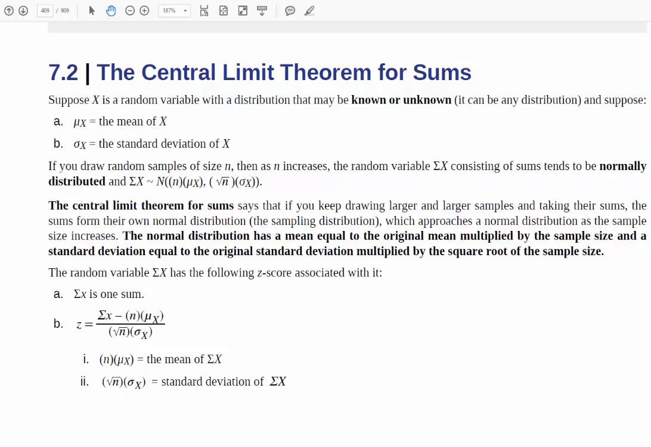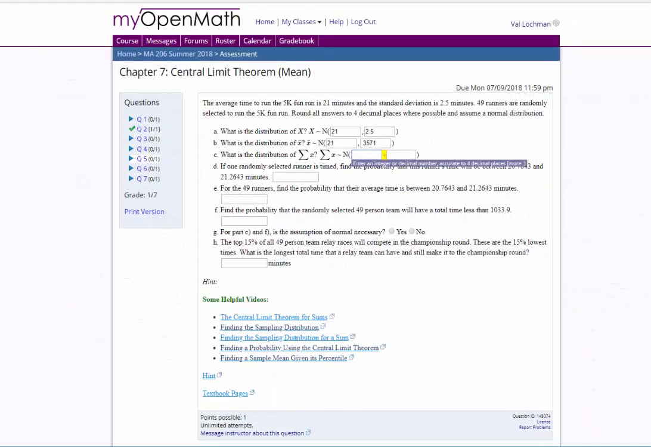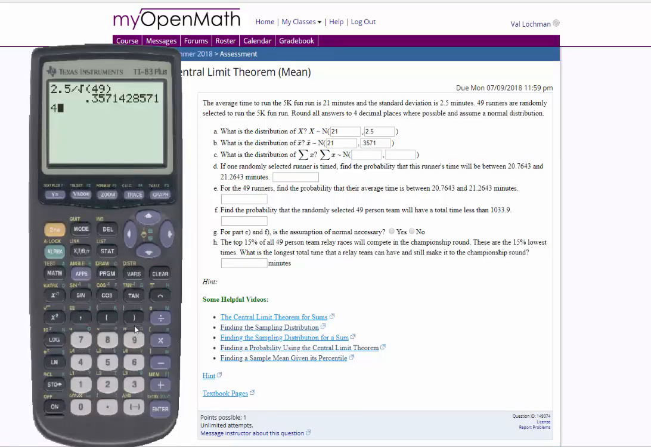So let's go ahead and go back and we'll solve the rest of these problems. Okay, so what is this one here? Okay, this is the distribution of the summation of x, right? So what do we have? The sample size is 49. So 49 times the mean, which is 21. That's going to be 1,029, right?